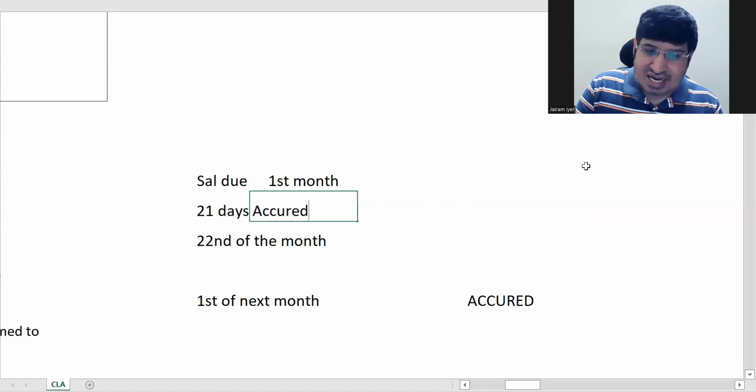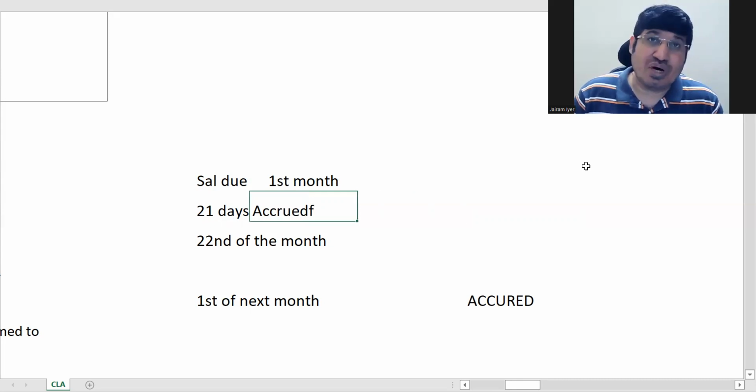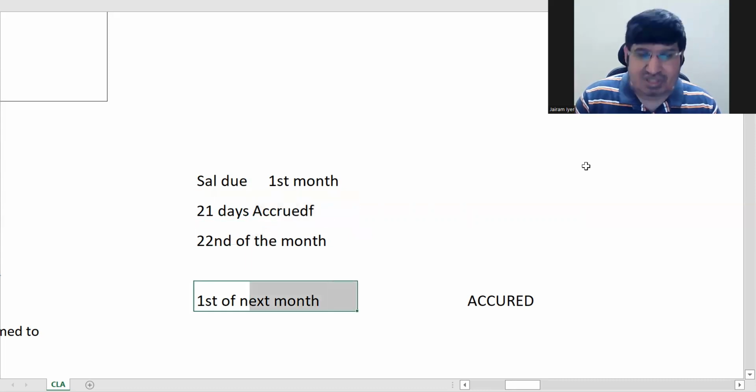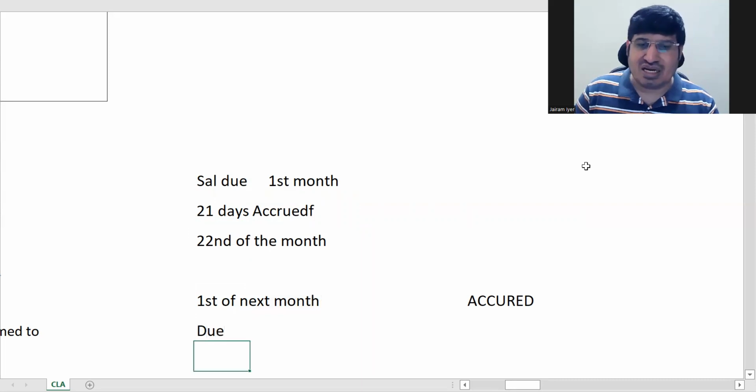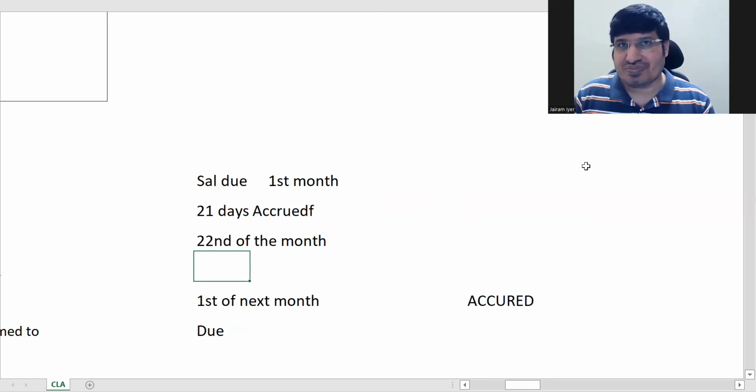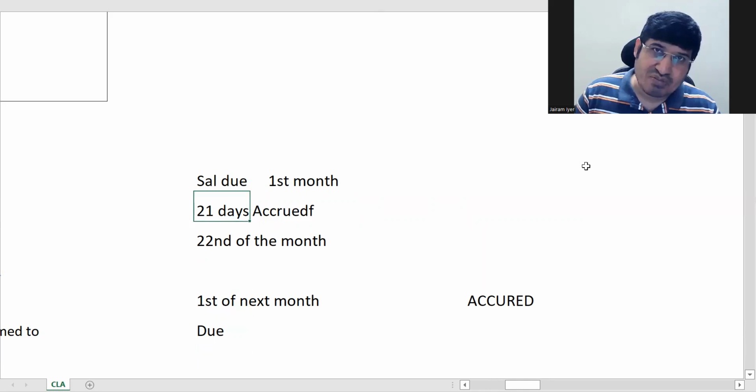Salary accrued means basically you have earned it here also. In accrued also you have worked for those days, but it will not be payable on the same day. Your right to receive that salary comes on the first of next month, only when salary is due. So that is the relationship between accrued salary and due salary. Due is you can now receive the salary contractually. Accrued means yes, you have worked for those days and earned the salary, but till now you have not earned the right to claim it.